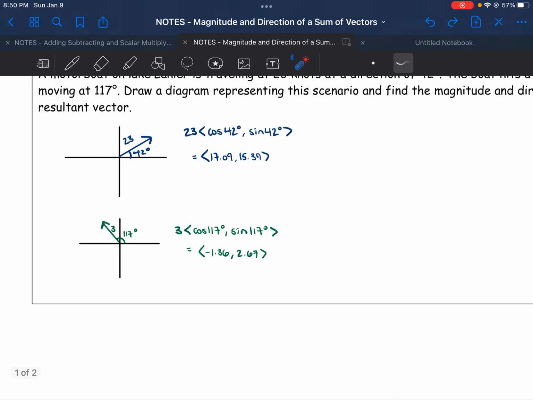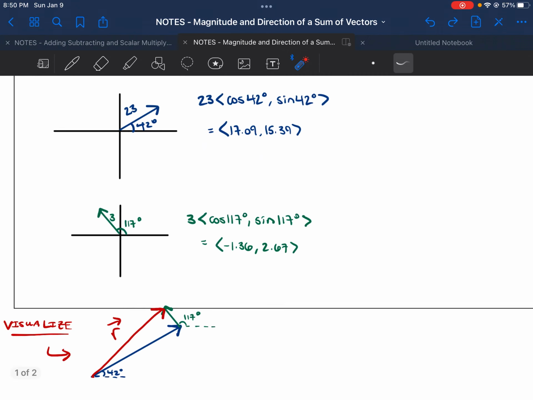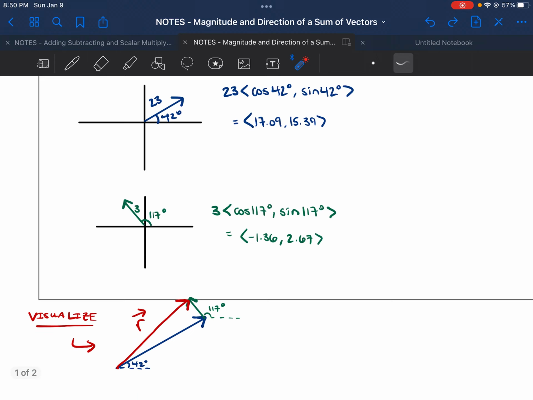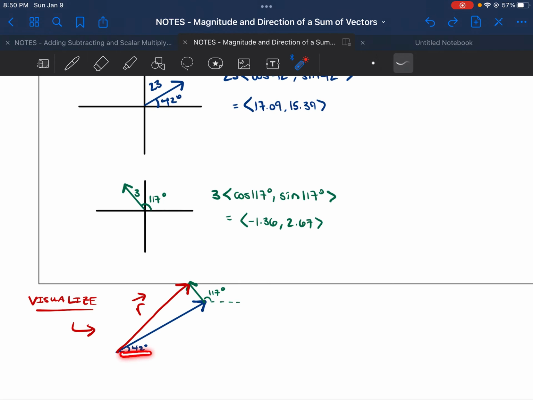Now what I want you to be able to do, and I think it's extremely important for this problem, is to be able to visualize it. Notice here in blue, this is our motorboat going at 23 knots, 42 degrees with respect to the horizontal. And then it gets hit by this wake at 3 knots, 117 degrees with respect to the horizontal. So we can see that it's going to put the motorboat off course. And our resultant vector, the vector that is the result of the motorboat getting hit by this new vector, is this one here in red.